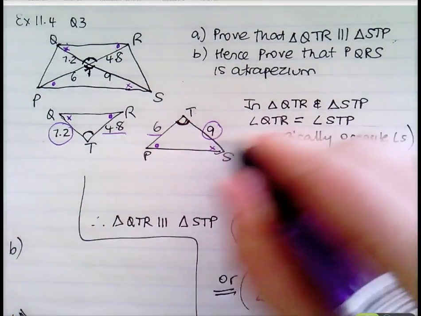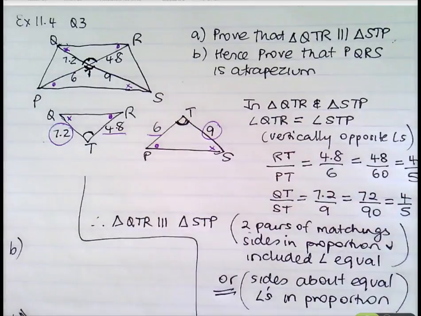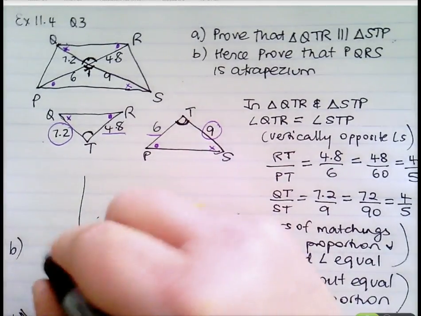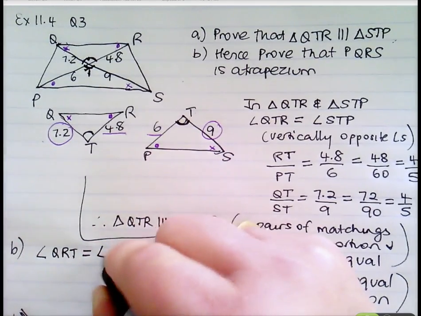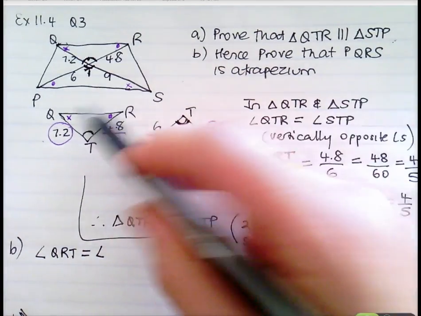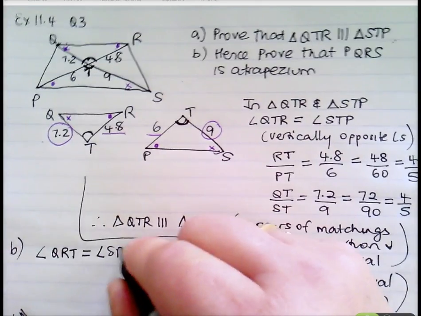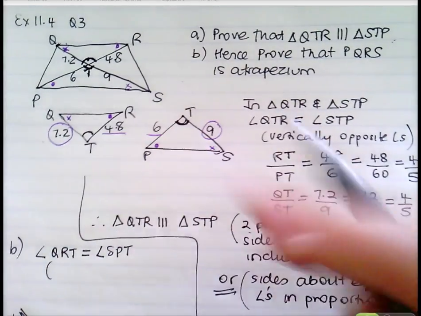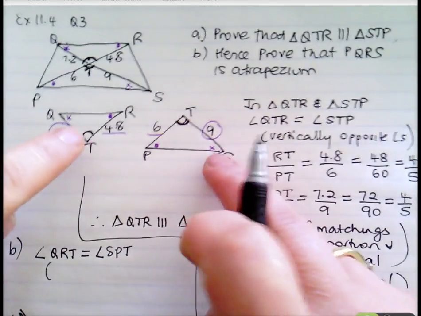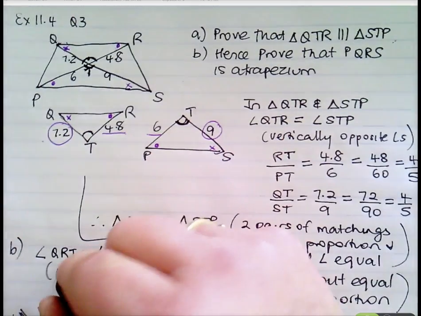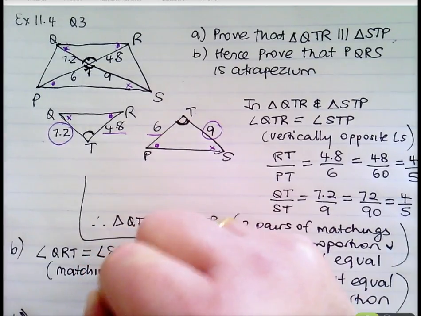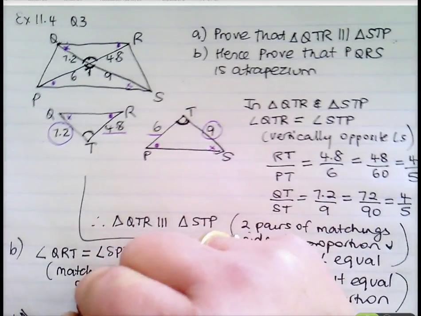So what I'm going to say here is in my two congruent triangles, the similar triangles, sorry, I'm going to say angle QRT is equal to angle SPT. Why? In these two triangles. Why am I saying that dot there, have I done it wrong? Is it matching? Yeah, matching angles of similar triangles.